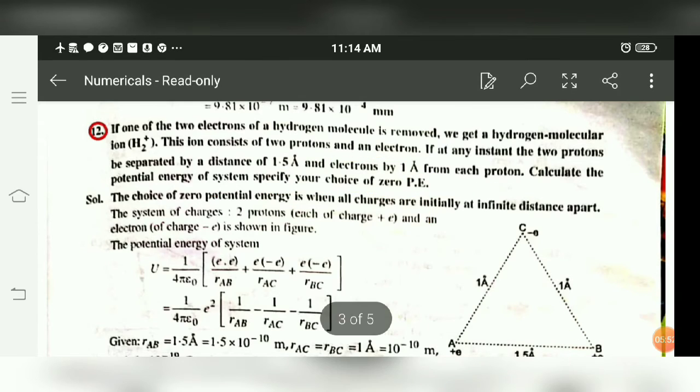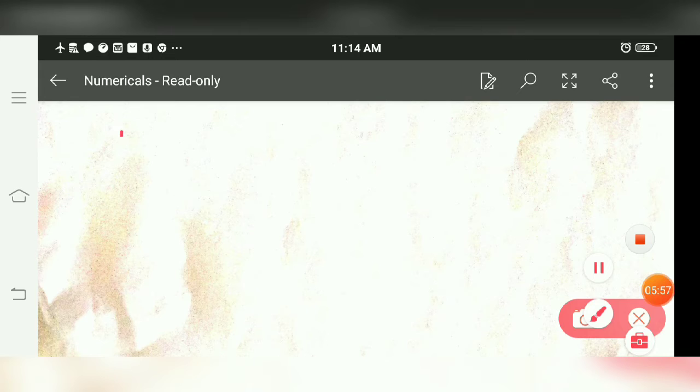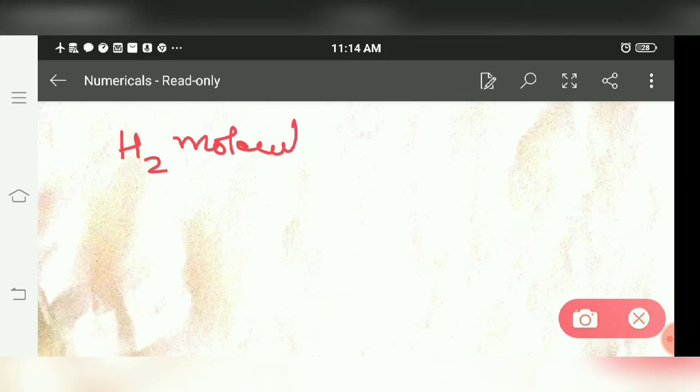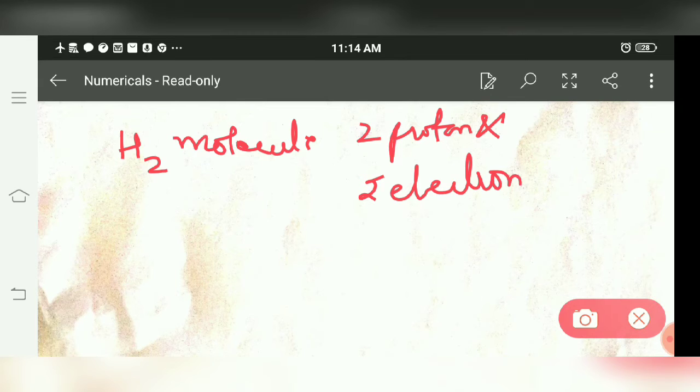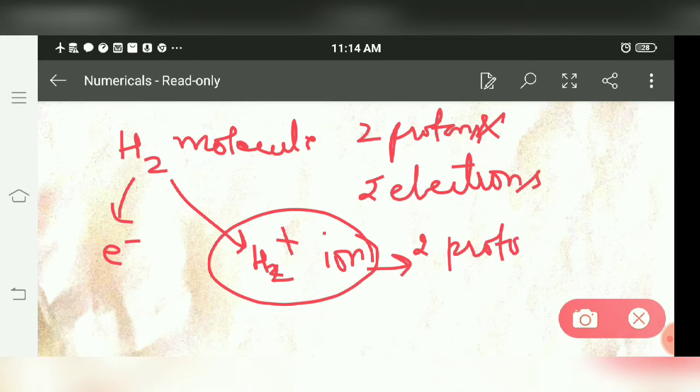Sorry for this. It means we were having a hydrogen molecule, H2 molecule. We know that in a hydrogen molecule there are two protons and two electrons. But we have removed one electron from it, due to which it has become an H2 positive ion. So this H2 positive ion has two protons and one electron.